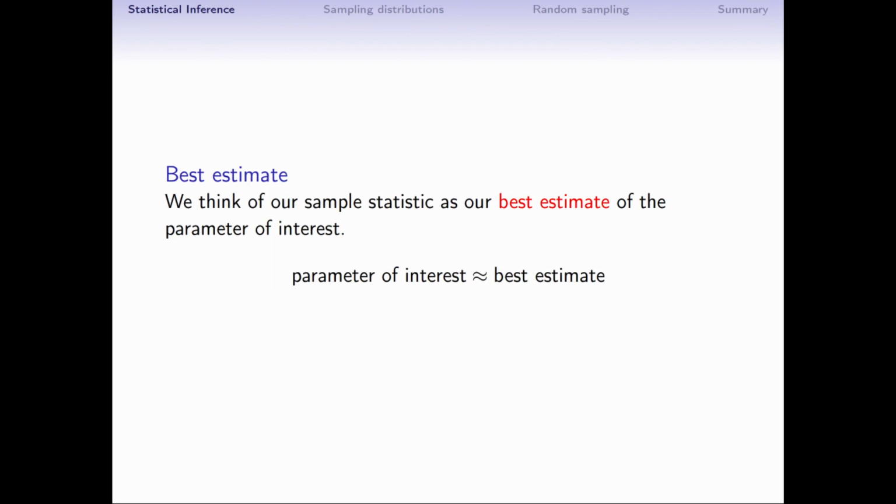We think of our sample statistic as our best estimate of the parameter of interest. So if we want to calculate a parameter within a population, we think of our parameter of interest as being approximately equal to our best estimate. It is often the case that our best estimate coming from the sample will not equal the parameter of interest, but we hope that our best estimate is approximately equal to the parameter of interest.